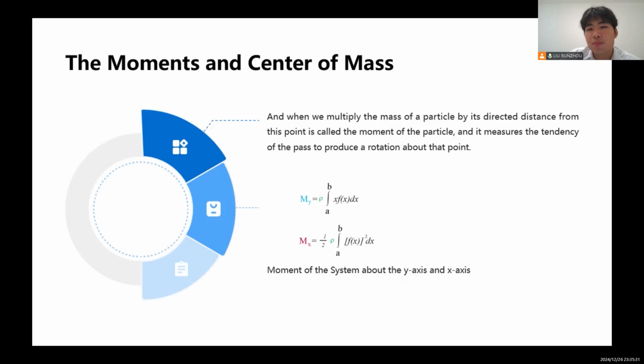And when we multiply the mass of a particle by its directed distance from the point, it's called the moment of the particle, and it measures the tendency of the mass to produce a rotation about that point. And this is the formula of the moment of the system about the y-axis and x-axis.